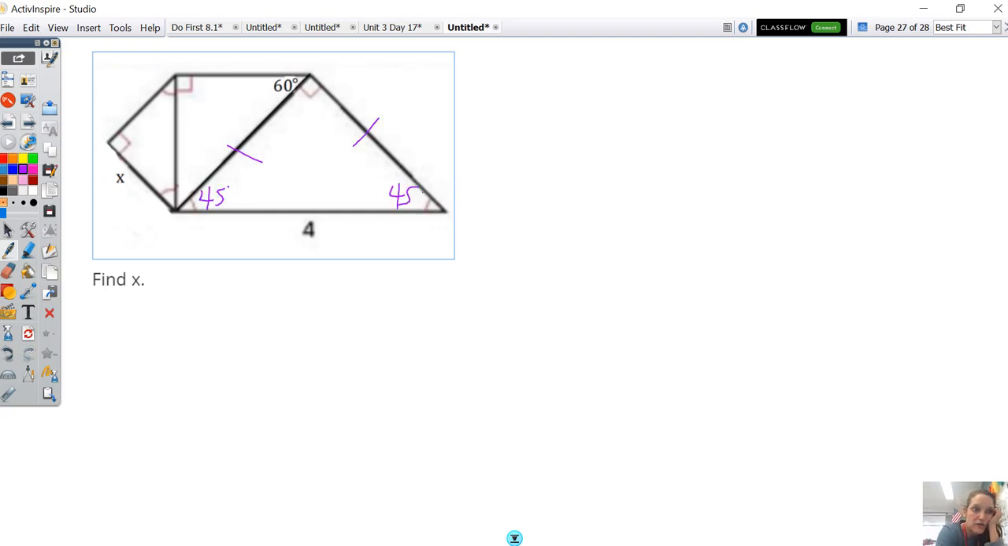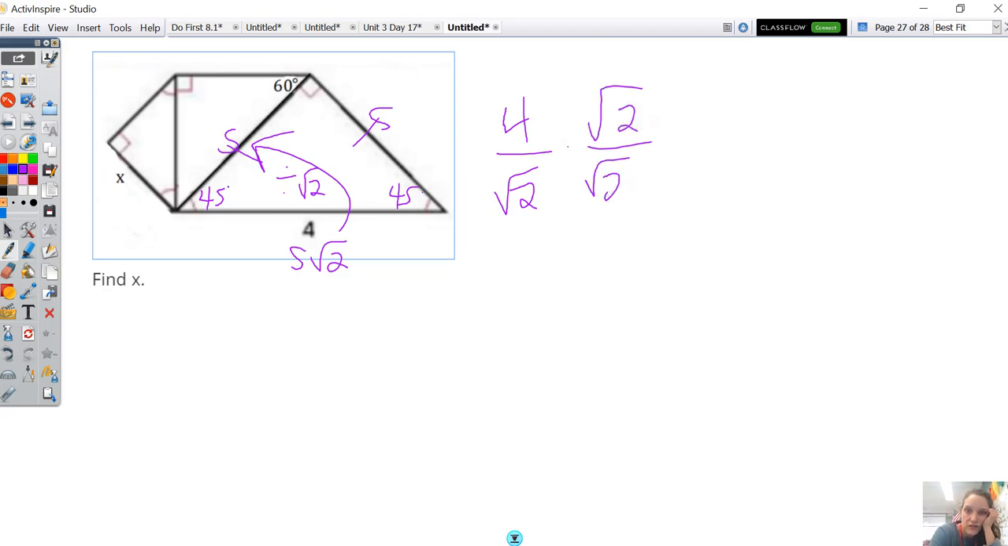So if I think about 45, 45, 90 triangles, it's S, S, S root 2. So I'm going from my hypotenuse to my short side, so I have to divide off that root 2. So I'm going to take 4, divide it by root 2. Uh-oh, can't leave a square root in your denominator. You have to rationalize it. Do that fancy one, root 2 over root 2, which gives you 4 root 2 over 2, which gives you 2 root 2. So this side is now 2 root 2.